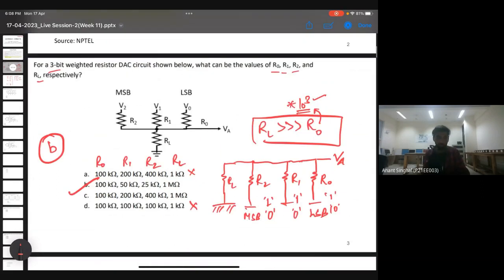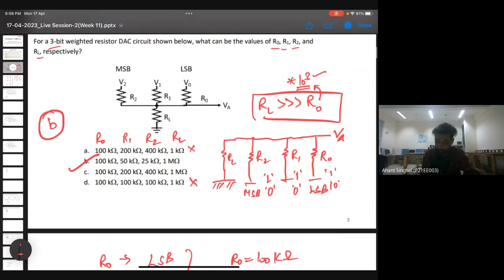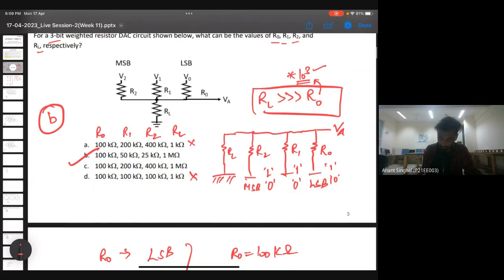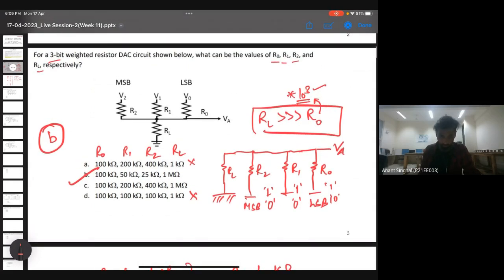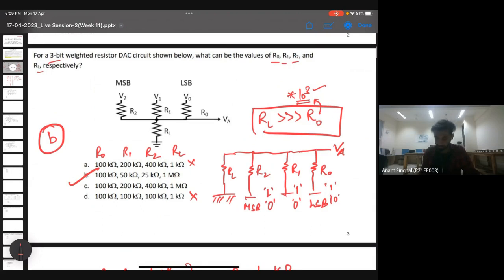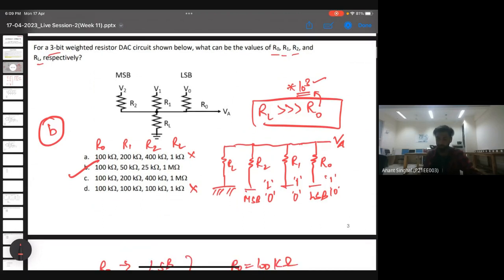Okay, since someone has joined, I'll just repeat quite the basics of this. Let me wait. So this was a general question for the 3-bit weighted resistor DAC.